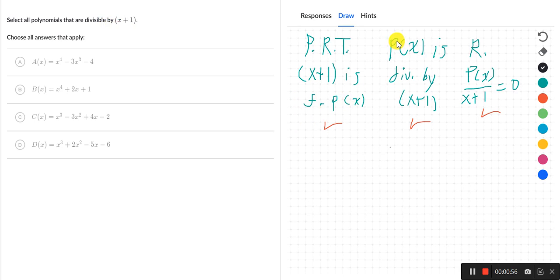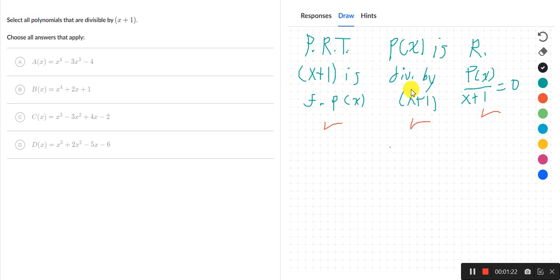That's true. P of x, which is all of this, is divisible by x plus 1. That is also true. And the remainder of p of x divided by x plus 1 equals 0. So taking that into account, let's start working with our problem. Remember what we did yesterday.